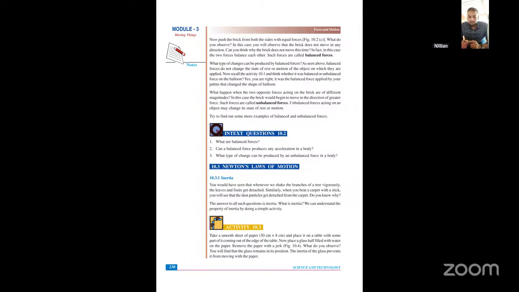We'll take one more example. Like I can move this pencil box, okay, but I can't move this car like this, a proper car. No. Why? Because the car has more mass, it has more inertia.